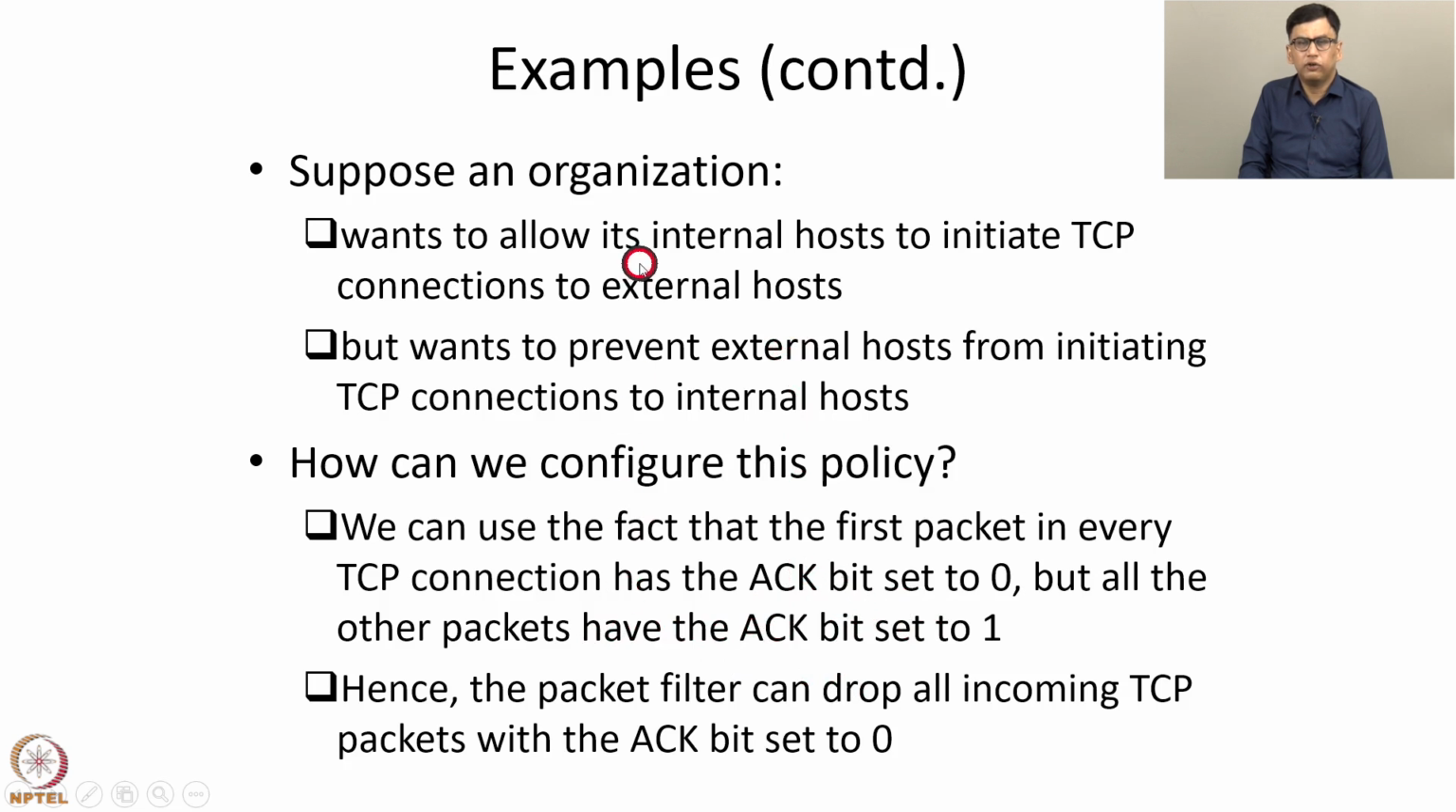But if an internal host wants to set up a TCP connection to an external host, then it will send a SYN packet. The packet filter will not drop it because it only drops incoming TCP packets with the ACK bit set to 0. So it will allow this packet to pass even though the ACK bit in it is 0. When the external host to which the TCP connection is established responds, the ACK bit will be 1 in it, so the packet filter will not drop it. So this will allow internal hosts to initiate TCP connections to external hosts. In this way, we can configure this policy in the traditional packet filter.